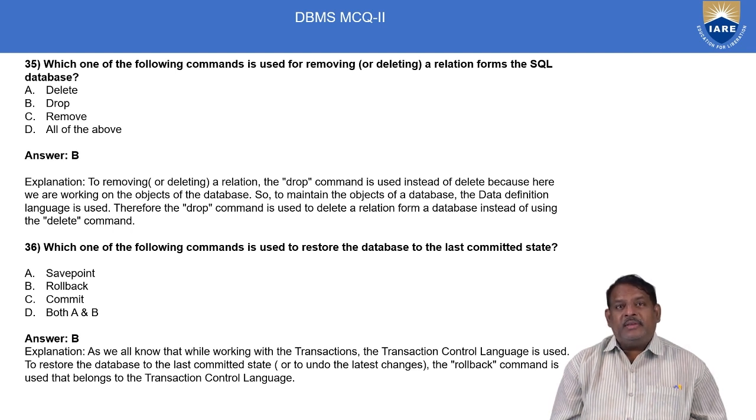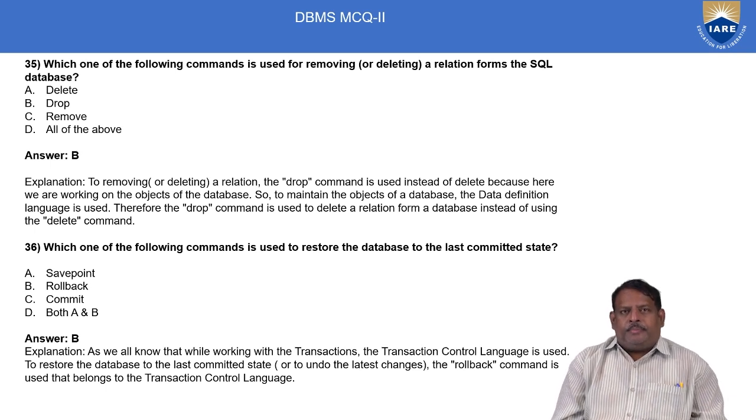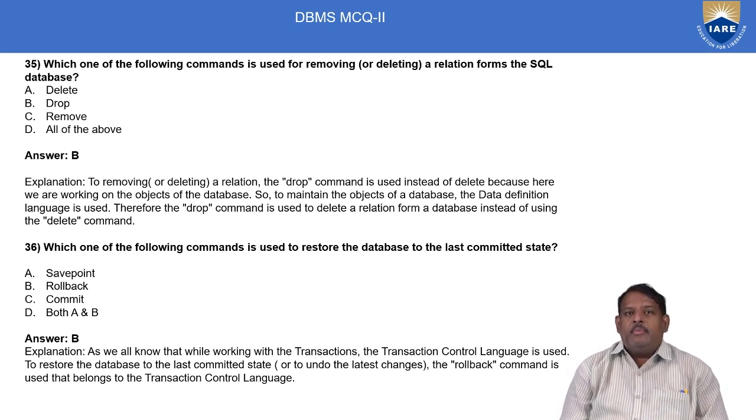Delete is used to remove any particular record or set of records based on a condition. Drop is the command to remove the object. Remove is not an SQL keyword. The fourth option is all of the above. So the right answer would be drop. To remove or delete a relation, the drop command is used.